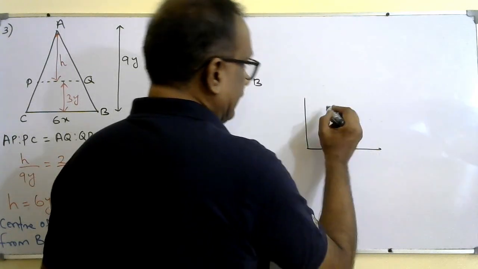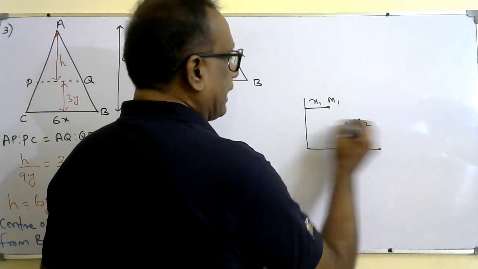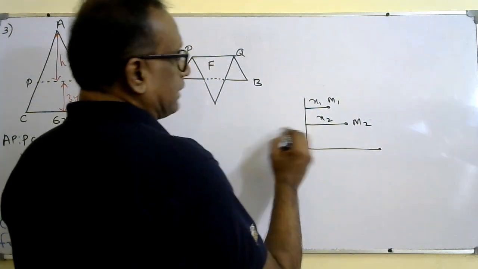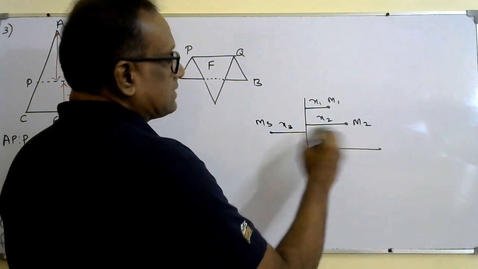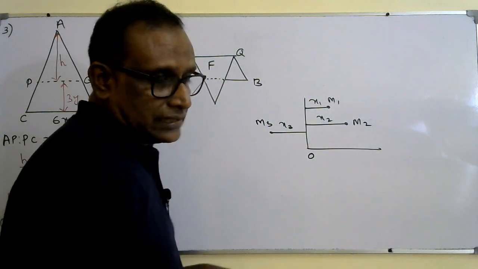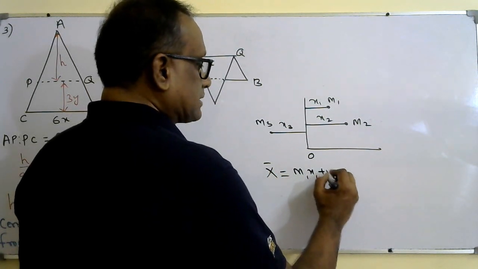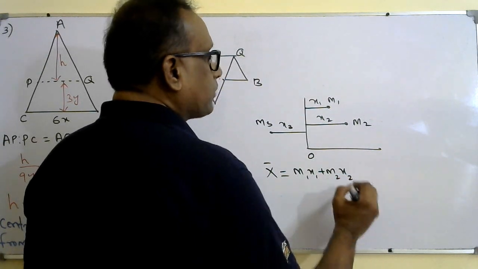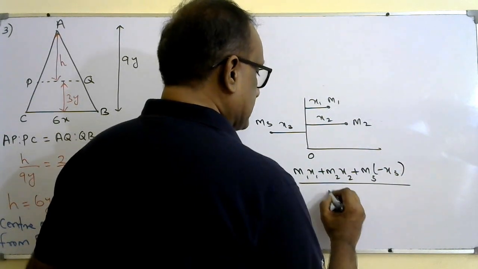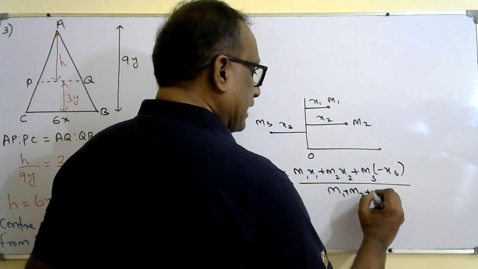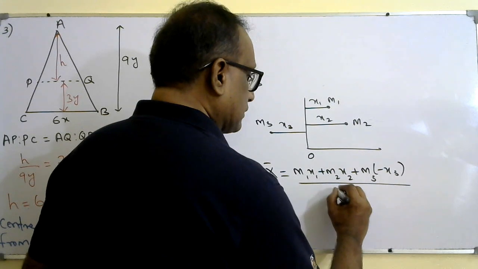Now there is a particle, again I am drawing, M1 at a distance x1. There is a particle M2 at a distance x2. I'll put another particle here also, M3 at distance x3. The center of mass of these 3 particles from the y-axis, x bar, is equal to M1 x1 plus M2 x2 plus M3 into minus x3 over total mass M1 plus M2 plus M3. We can show M1 plus M2 plus M3 as capital M, the total mass.